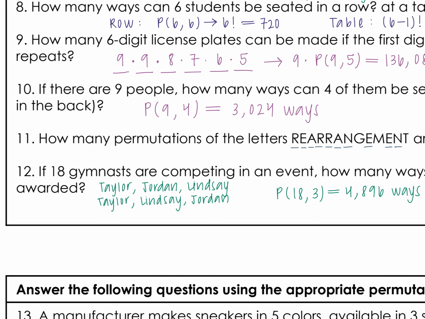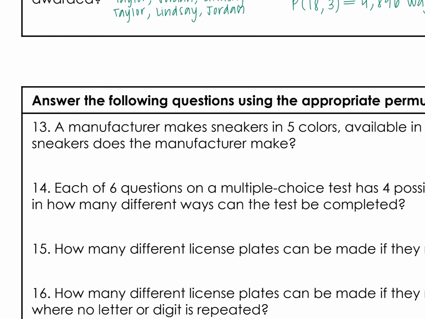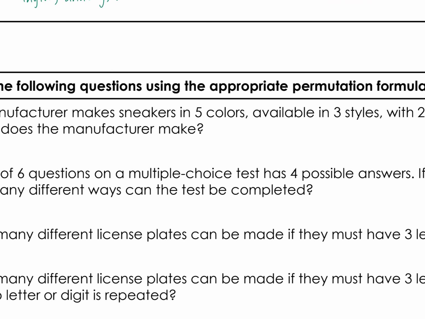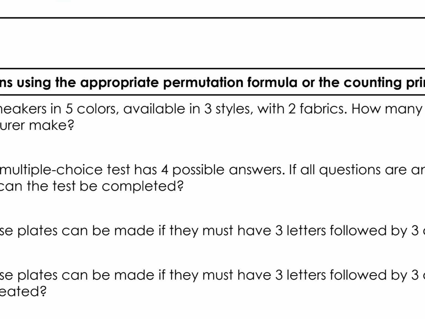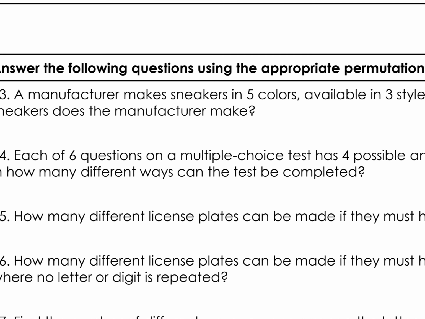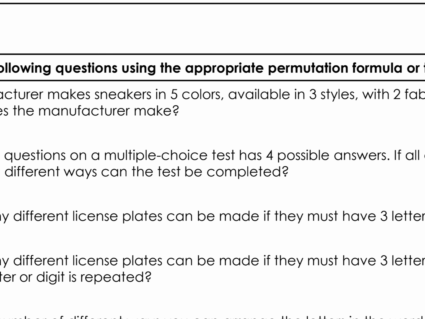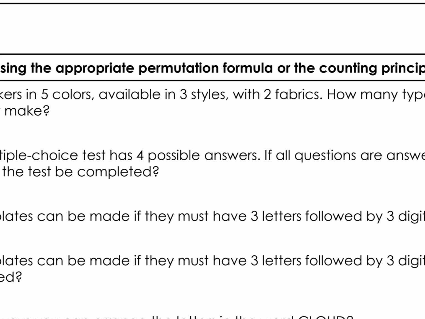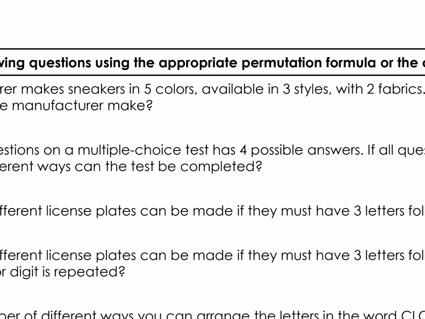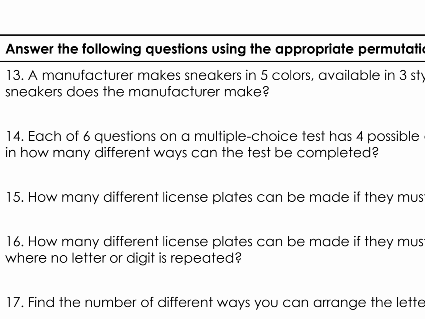All right, so let's move into the back side of our notes. So answer the following questions using the appropriate permutation formula or the counting principle. So we have number 13, a manufacturer makes sneakers in 5 colors, available in 3 styles and 2 fabrics. How many types of sneakers does the manufacturer make?